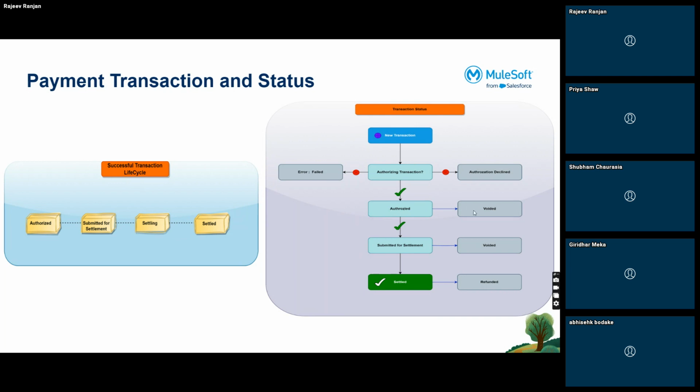So each step has a prerequisite. Suppose the authorization was declined, then we cannot raise a request to cancel it, because automatic settlement is going to happen, sometimes instantly, sometimes after one day. If you want to cancel, the prerequisite is that the transaction must be authorized. Then only you can cancel it. Once the authorization happened, it is submitted for settlement. Till now, if it is submitted for settlement, you can also cancel it.